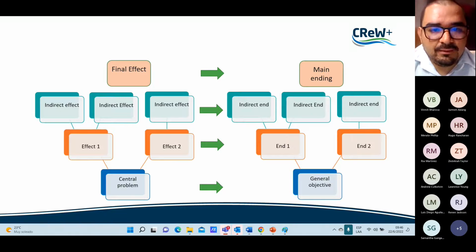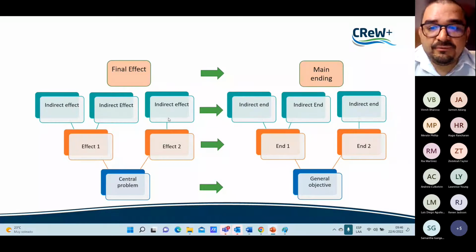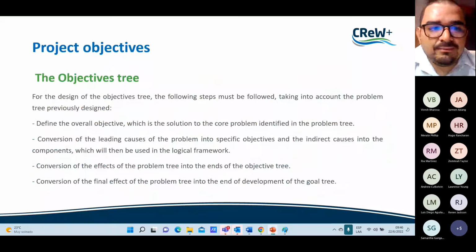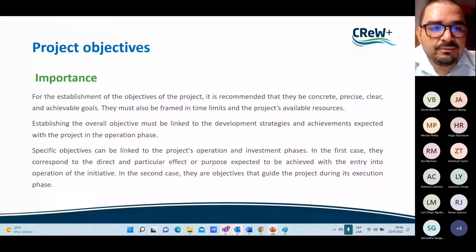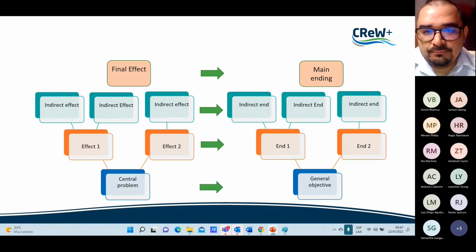So, with the concepts and this transformation of the problem tree into the objective tree, does anyone have any questions before looking at some examples? Or is it clear? Anyone? Okay, then let's look at some examples.